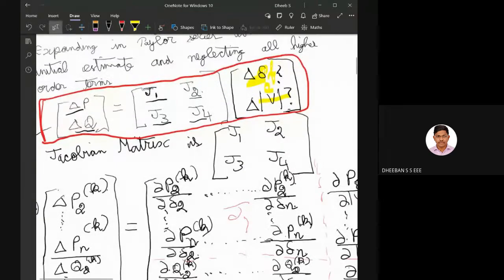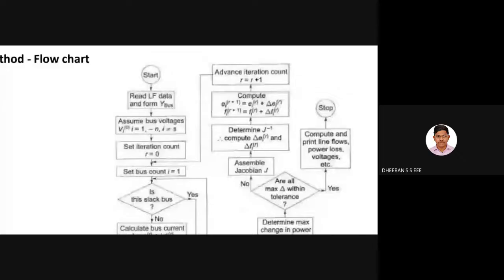If you are finding your del e and del f, how can you find them? For that you need your Jacobian matrix. So J1, J2, J3, J4 you have to find. After finding, you have to apply. You might have already found del P and del Q. After that, you have to substitute, and then you have to find these two values. After finding that, you have to iterate your count.